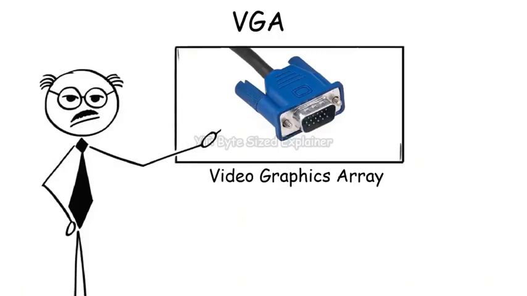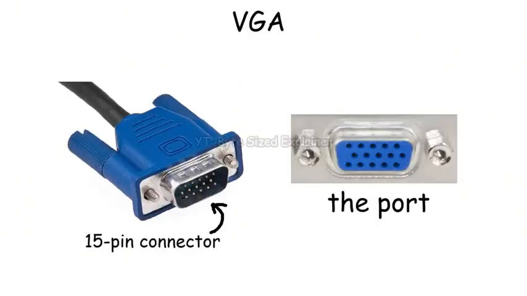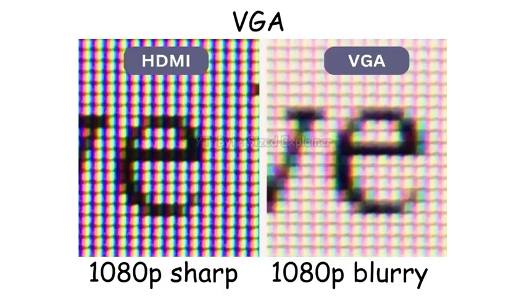VGA, or Video Graphics Array, is one of the oldest video connectors for connecting computers to monitors or projectors in the past. It uses a blue 15-pin connector that carries analog signals, which makes it able to handle up to 1080p at best. But since it's an analog signal, the picture often looks blurry compared to modern ones like HDMI, which uses digital signals for a much sharper image.